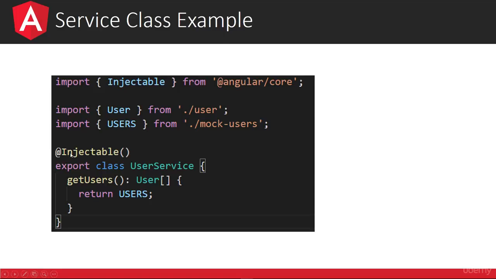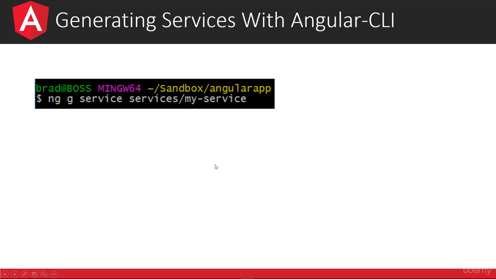Then we have the Injectable decorator above the class, and the class is, in this case, UserService. And we have a function here called getUsers, and it's typed to a User, which we brought in from the model. And then we're just returning the users that we brought in from mock users. So that's how we would create a service.